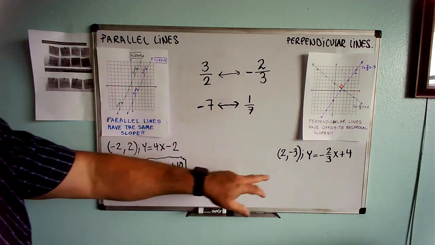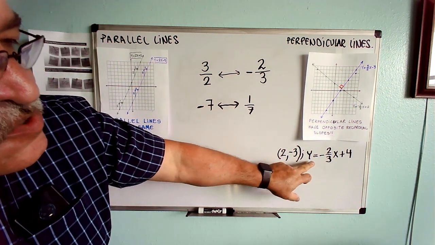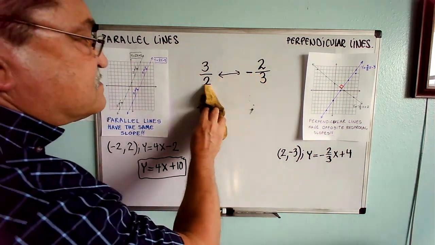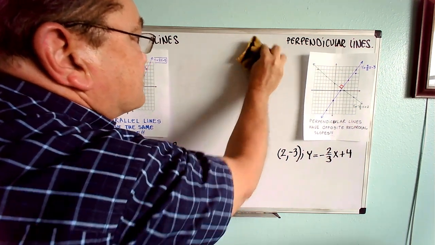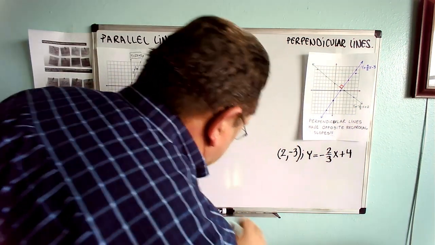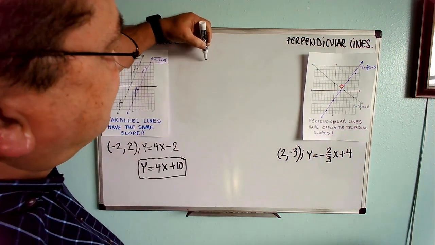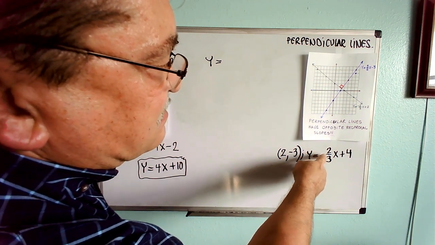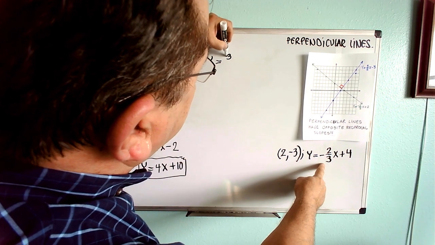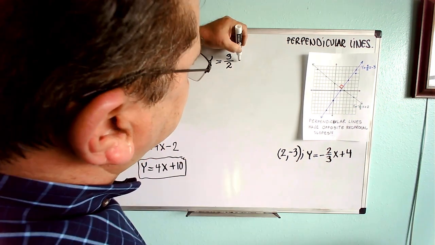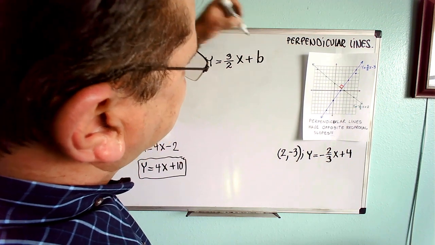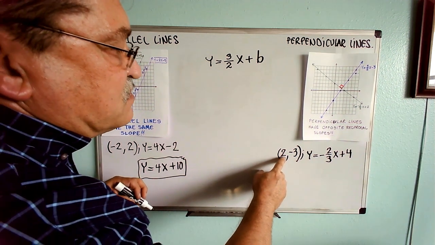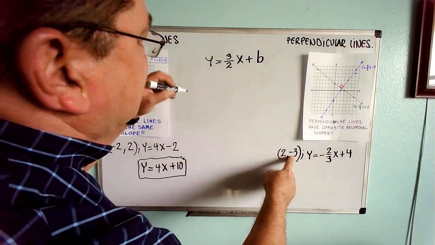Knowing that, we can find the perpendicular line to y equals negative 2/3 x plus 4. So I'm going to write y equals the opposite, positive, and the reciprocal of 2/3, which is 3/2 x plus b. Now we are going to solve for b exactly the same way that we did before, substituting x by 2 and y by negative 3.